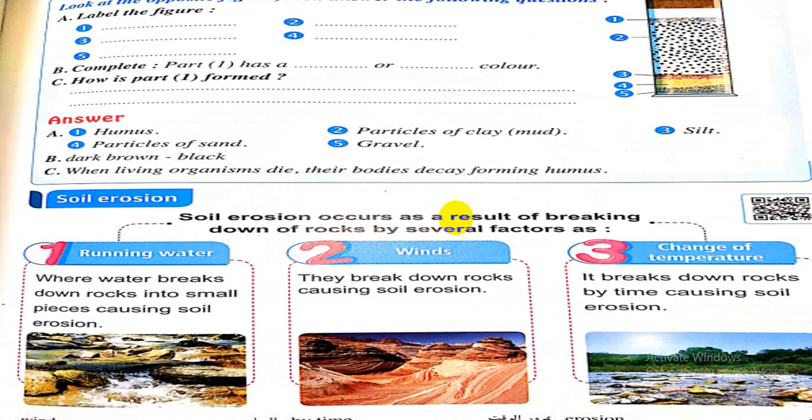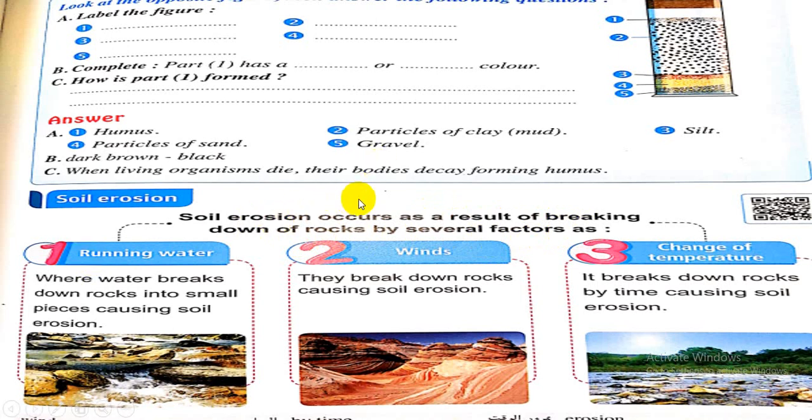The third topic is called soil erosion. What do I mean by erosion? Like damage. Okay, soil erosion. Soil erosion or damage of the soil occurs as a result of breaking down of rocks by several factors, such as number one, running water, number two, winds, number three, changes of temperature.